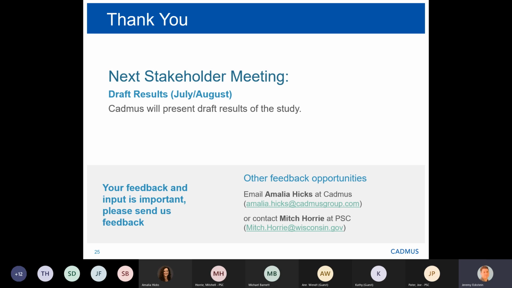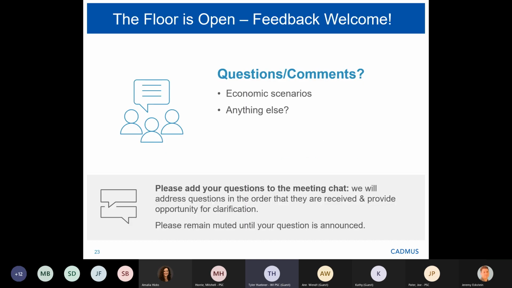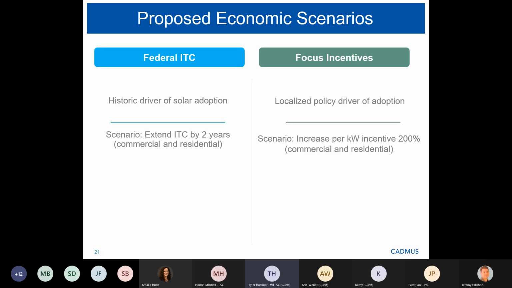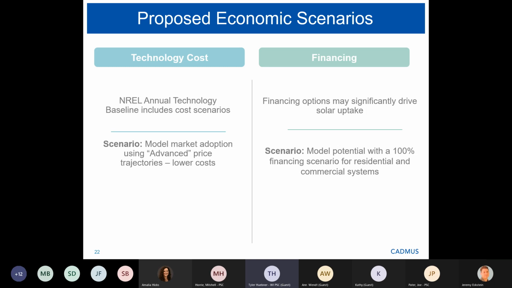Sorry, is there a hand up still? Yeah, this is Tyler Huebner with the commission. Can you describe the technology cost one? I'm wondering if that's one that may be, at least in my head, lower priority compared to the 3 other ones that appear to me to be more policy driven: ITC, focus incentives, financing, and then technology cost are the 4 that I'm seeing. So what does that entail exactly, and how would it perhaps show different results?